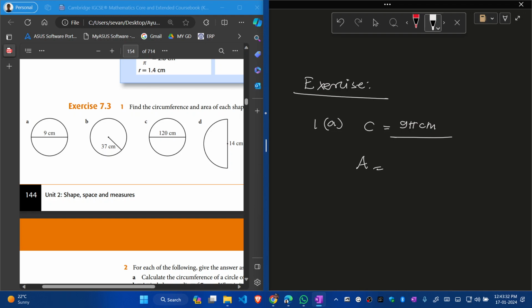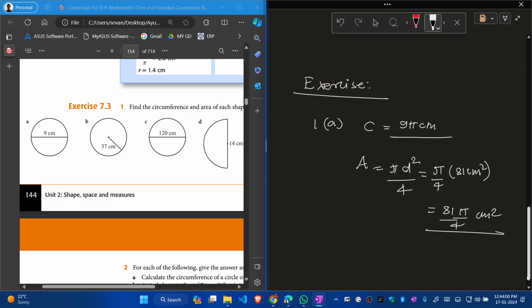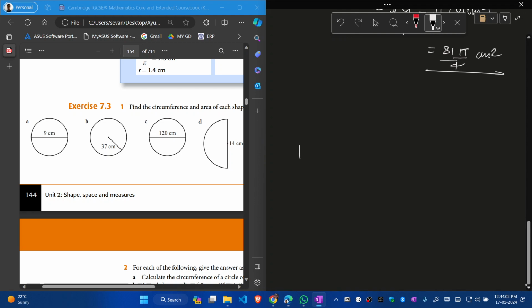What was the formula for area? It is this one. Yes, pi d squared by 4. So d squared will be 81, so it will be 81 pi by 4 centimeters squared. 81 pi over 4. Okay. And just tell me quickly for B part.